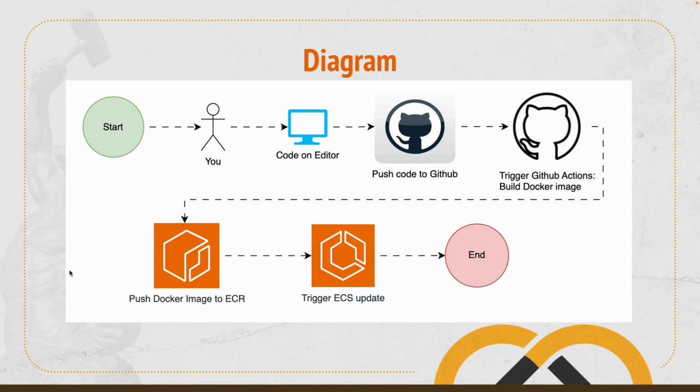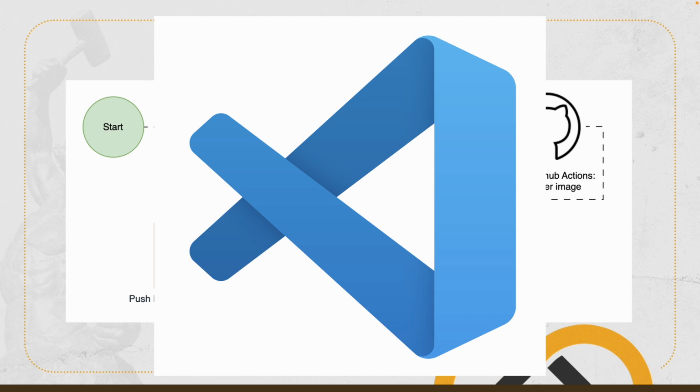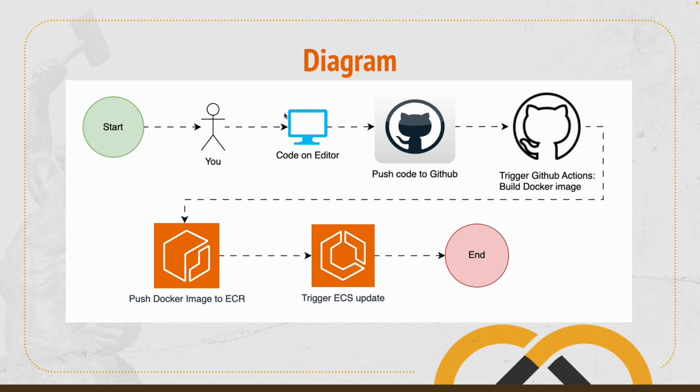Okay, perfect. So how is this project going to work? You as a developer write the code on your favorite IDE, VS Code for example. Once you write the code, you push the changes to GitHub. And on GitHub, we're going to have two GitHub Actions.